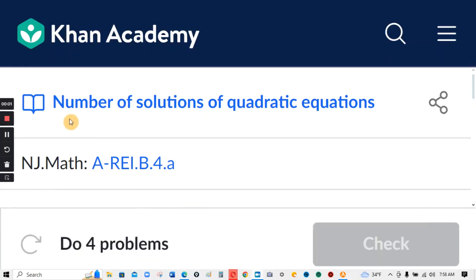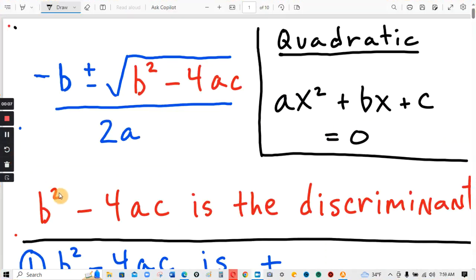This will be for the exercise, number of solutions of quadratic equations. So just some notes before we begin. If you have a quadratic equation in the form of ax squared plus bx plus c equals 0, and you can't factor it, or even if you can factor it, you can use the quadratic formula to solve for x.